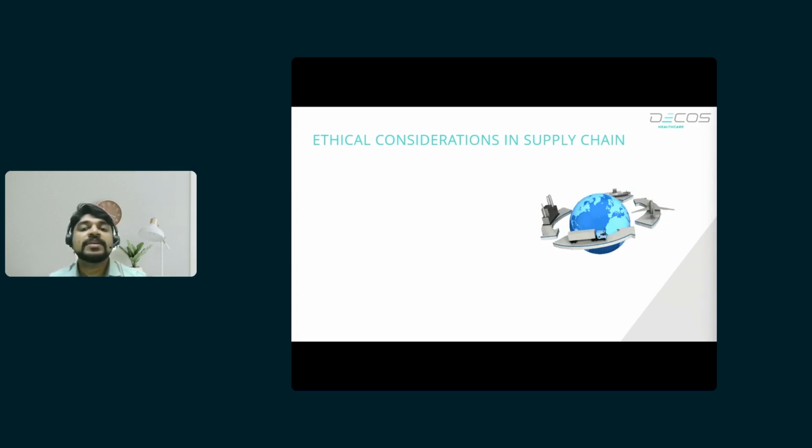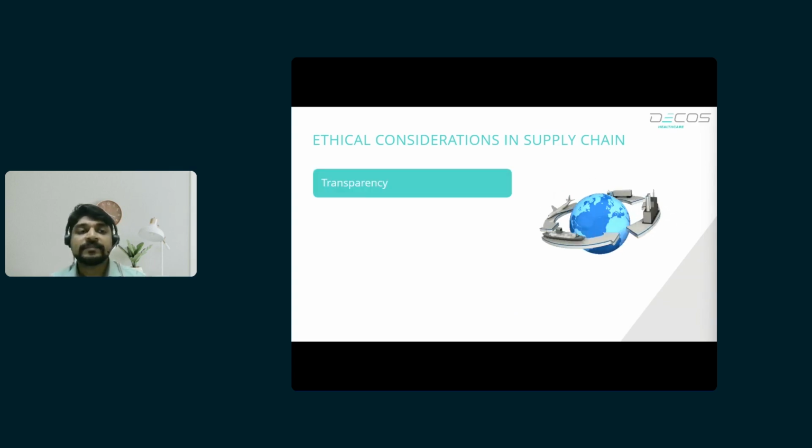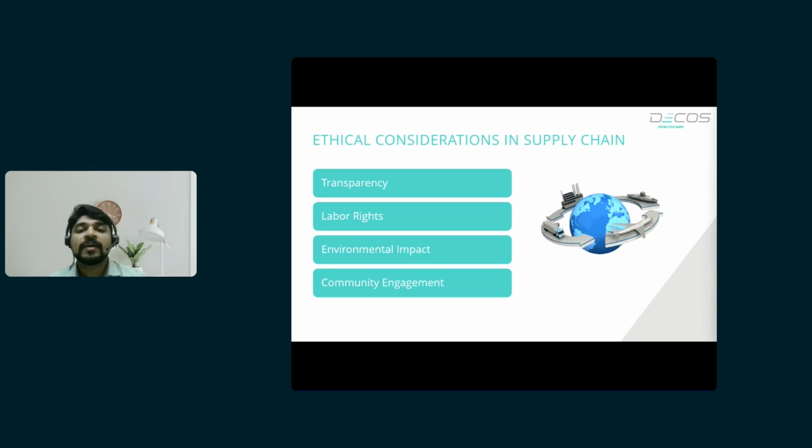So by considering these four ethical pillars, business can create a more responsible and sustainable supply chain. So the first one is transparency, which refers to being open and accountable about the sourcing and production practices throughout its supply chain. This enables ethical oversight and ensures companies are aware of potential problems.